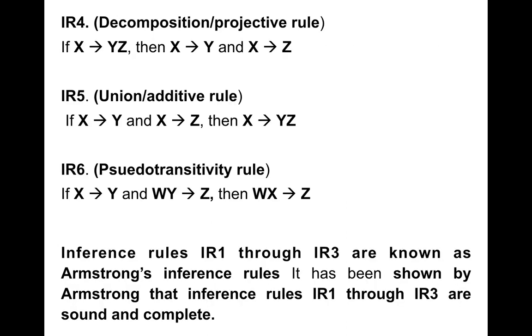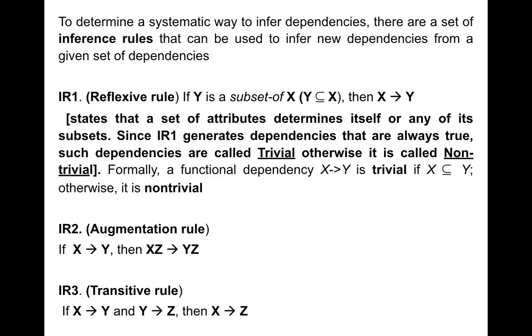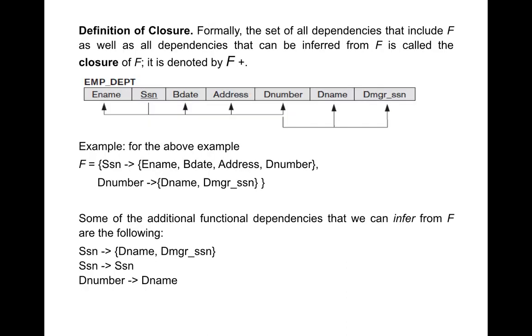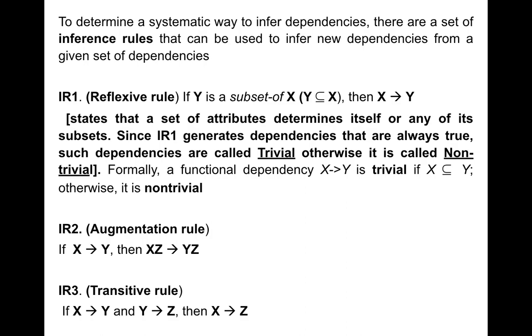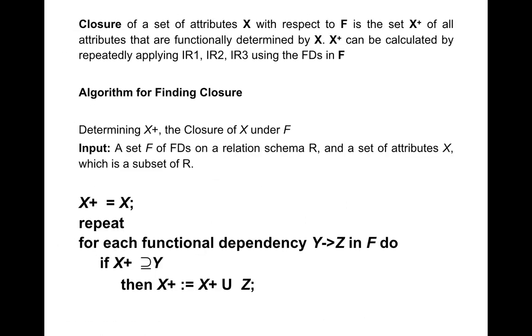So IR1 to IR3 are known as Armstrong rules, and they are also termed sound and complete. You might get a question to justify why they are termed sound and complete, or which are the rules termed Armstrong rules, or define all the inference rules. There are many questions you can get from this section. So that is regarding functional dependency, and using inference rules we can infer all the functional dependencies.